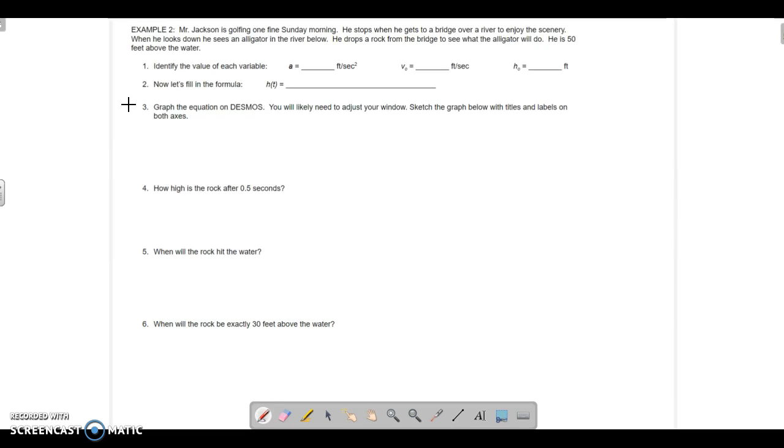He stops when he gets to a bridge over a river to enjoy scenery. When he looks down, he sees an alligator. He drops a rock from the bridge to see what the alligator will do. He is 50 feet above the water.